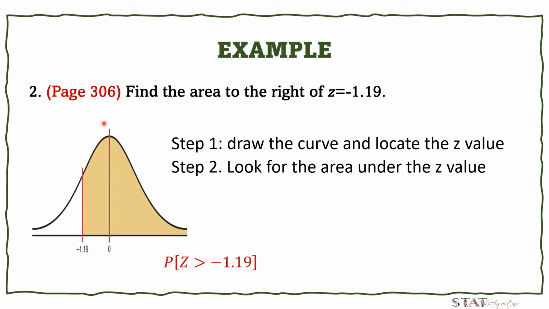And then example 2. We have find the area to the right of z is equal to negative 1.19. So another one, another step, step 1, draw the curve and locate the z value. So it could be here, negative 1.19. And then since the instruction is find the area to the right, we are looking for the area in this yellow shaded area. So mathematically, we can present it this way. Probability of z greater than negative 1.19.